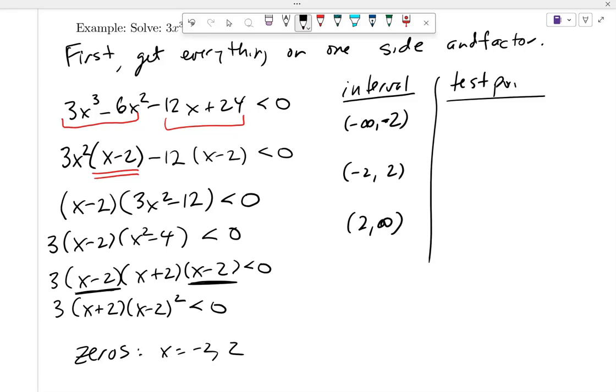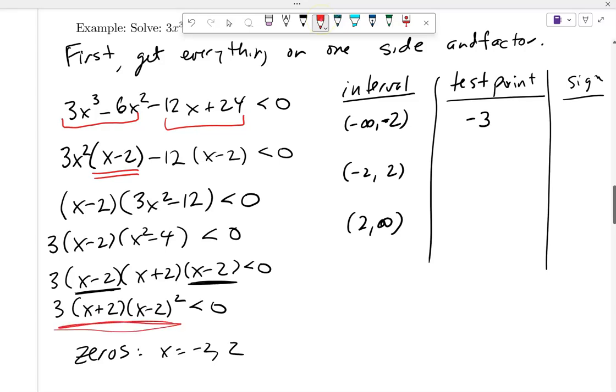All right, now we'll pick some test points and get the signs. What's a good test point for your first interval? Negative 3. Now again, it's a lot easier to plug this into the factored form. Right? It's a lot easier to plug it in here. Agreed? Okay. All we care about is if it's positive or if it's negative.